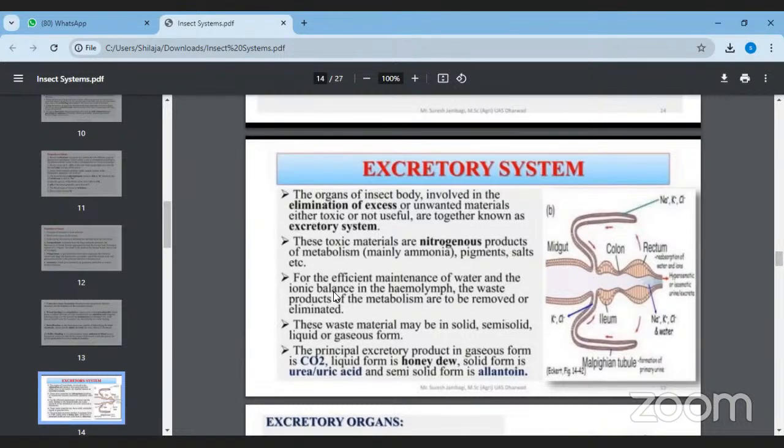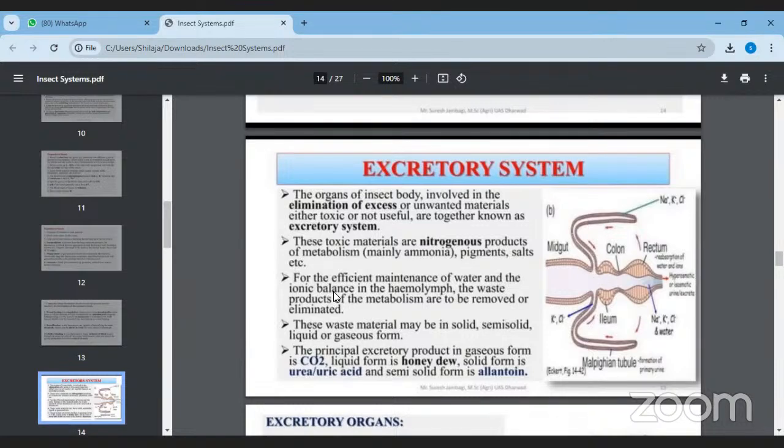So we will see that, and as we start the excretory system, the organs of the insect body involved in the elimination of excess or unwanted materials, either toxic or not useful, are together known as the excretory system. These toxic materials are nitrogenous products of metabolism, mainly ammonia, and pigments and salts.